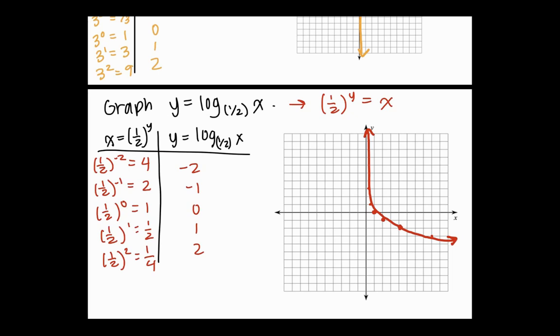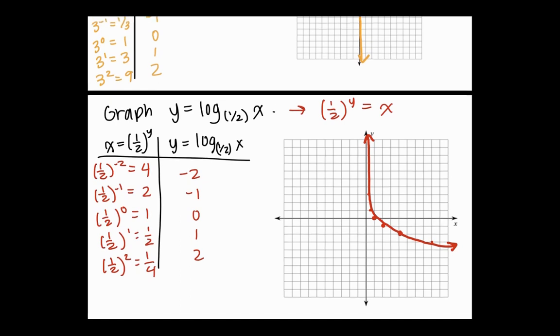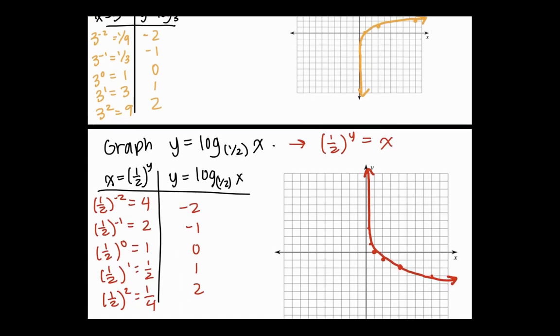Is a logarithmic function one-to-one? Are these functions one-to-one? Yes. They've passed the horizontal line test, so they are one-to-one. What do we notice about the x-intercept on both of these graphs? We had different bases. This was a half, that's a third. It's 1. It's always going to be a 1.